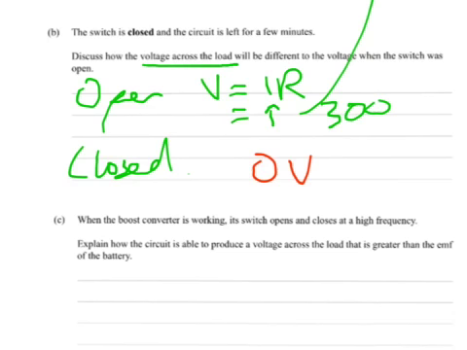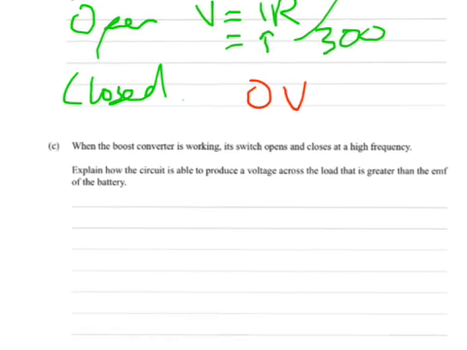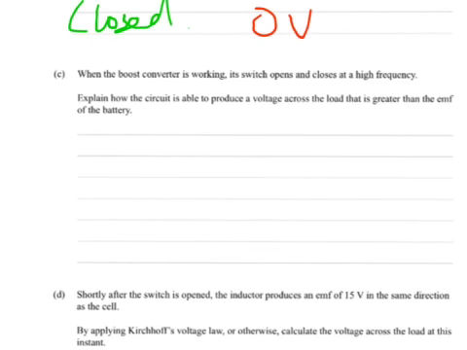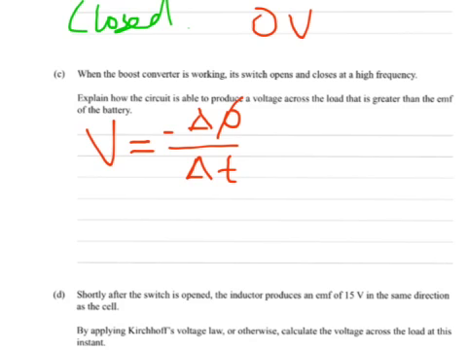C, when the boost converter is working, it switches opens and closes at high frequency. Explain how the circuit is able to produce a voltage across the load that is greater than the EMF of the battery. Well, that's because the voltage is change in flux over change in time, and this is the rate of change of flux. And as the switch is opening and closing at a high frequency, that means the time is very, very small.